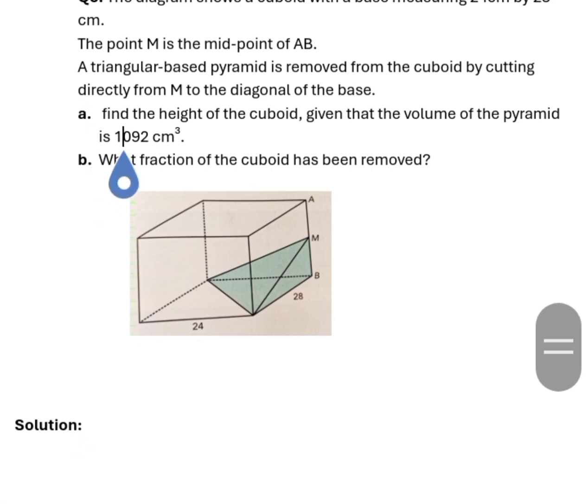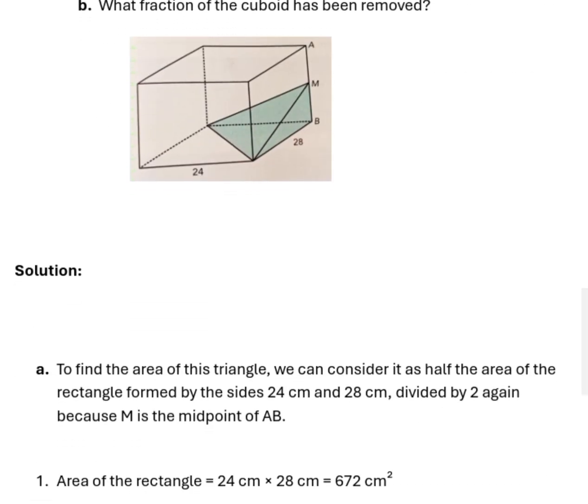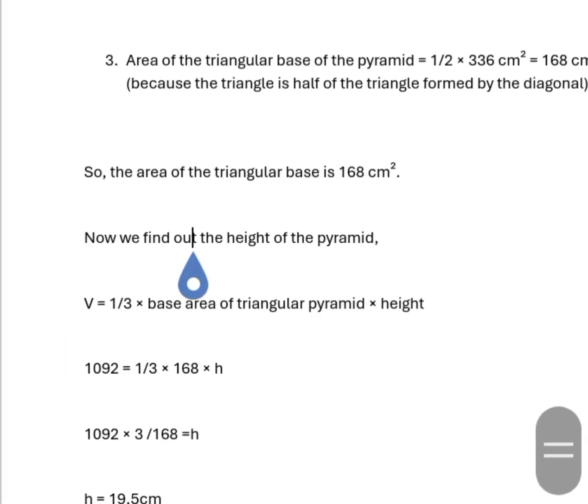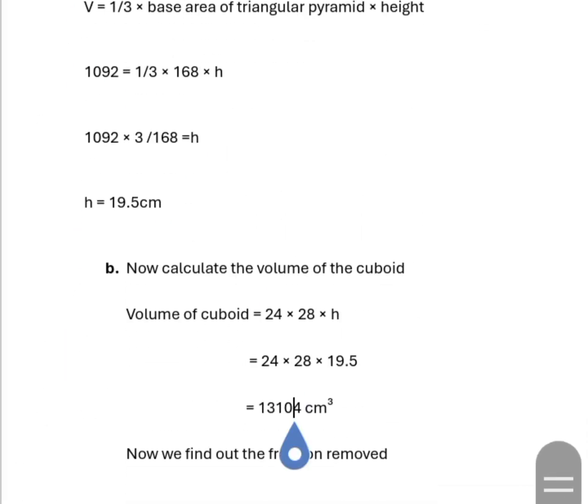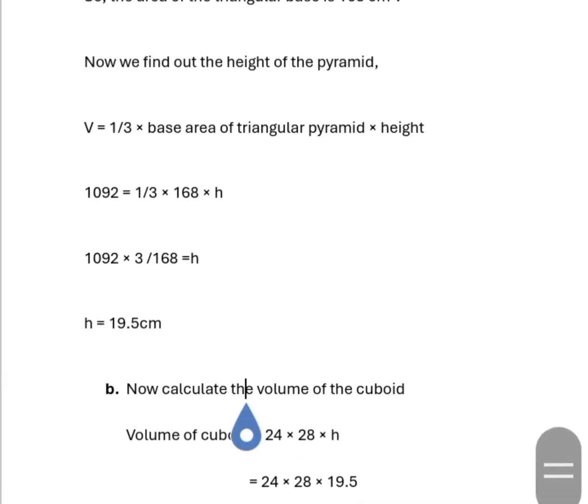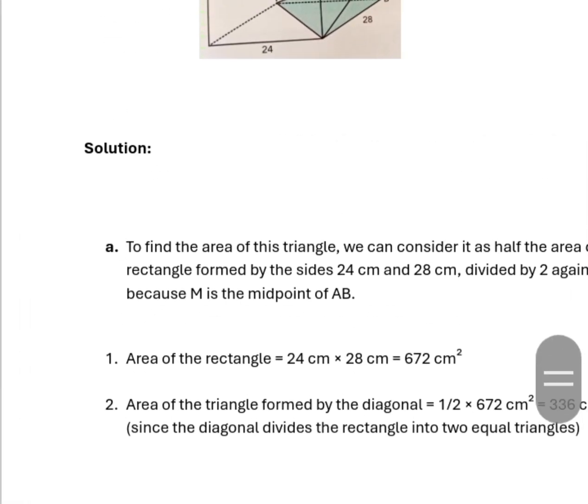Part B, what fraction of the cuboid has been removed? So we have to find the fraction of the cuboid that has been removed. So now calculate the volume. First of all, we calculate the volume of the cuboid. The volume of the cuboid is 24 multiplied by 28 multiplied by h, because we have been given the length and breadth, which are 24 and 28.